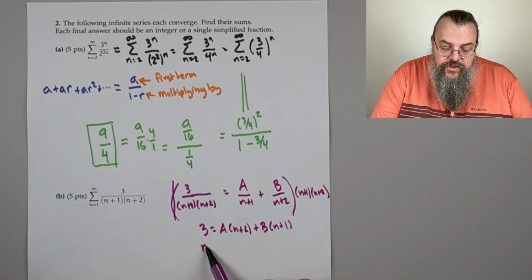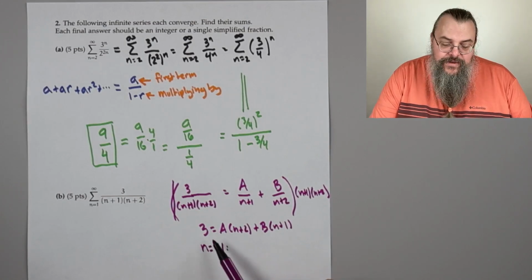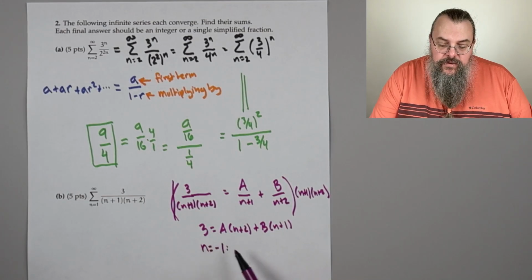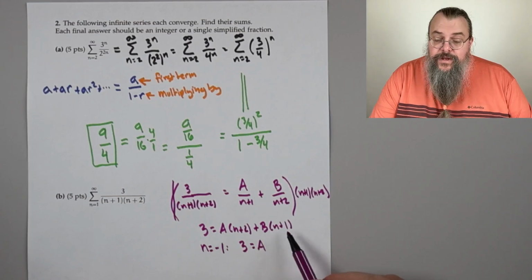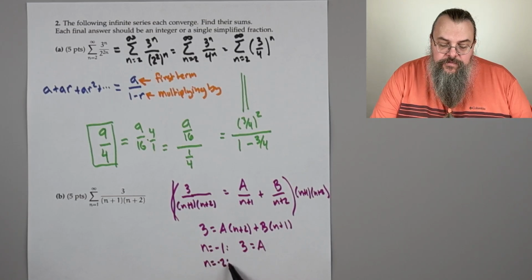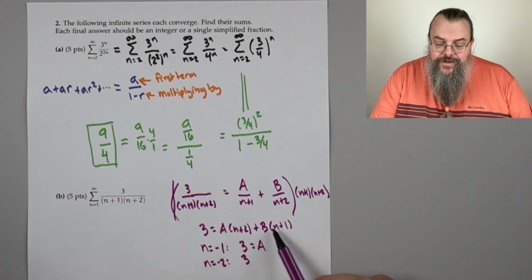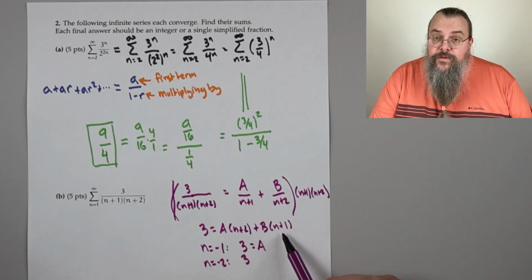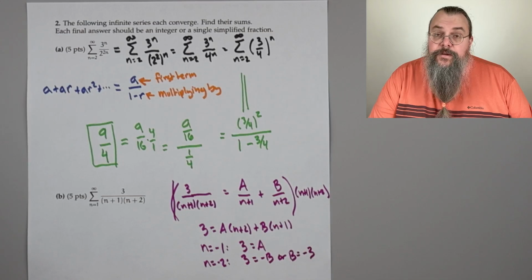And make good choices. Yes, always make good choices. So n equals -1 would lead us to 3 equals a times 1 and b times 0. So a equals 3. How about -2? Well, that would be 3 equals, a times 0 goes away, and then -2 plus 1 is -1, so minus b. Or we could say b is -3.